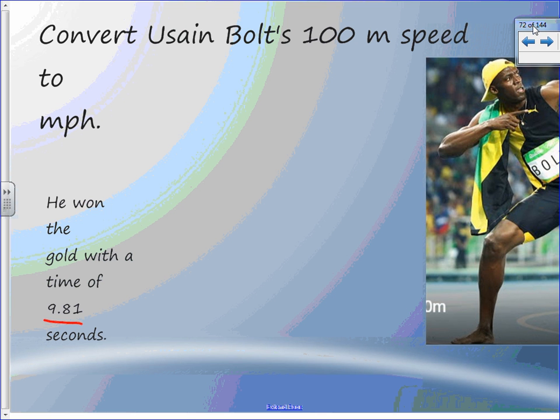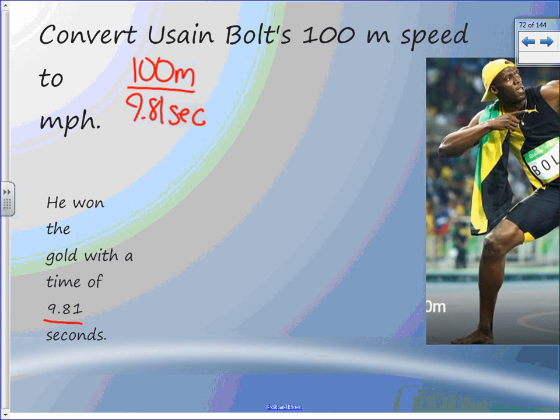So we're calculating speed. Speed is distance over time. So we're going to first write down Usain Bolt's speed. So again, this is given information. The amount that he ran is given, how long, and how much time. He ran 100 meters in 9.81 seconds. So to calculate how fast, it's distance divided by time.